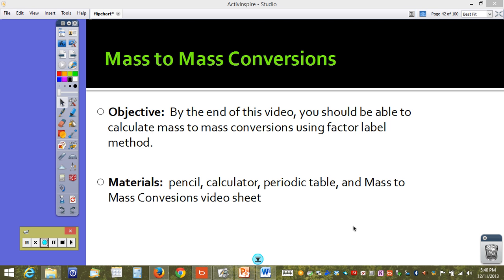By the end of this video, you should be able to calculate the mass-to-mass conversions using factor label method. You will need a pencil, a calculator, your periodic table, and the mass-to-mass conversions video sheet. If you misplace this, you can find it on Edline.